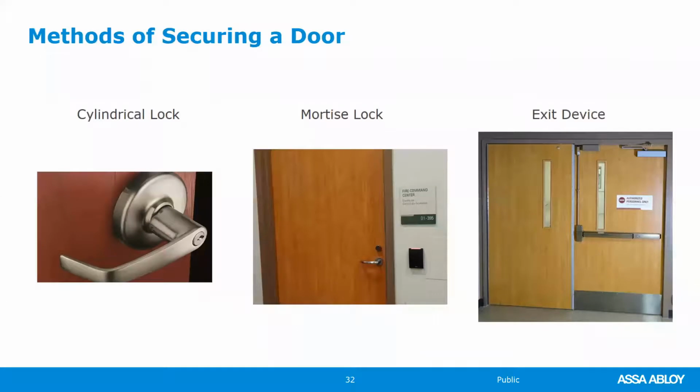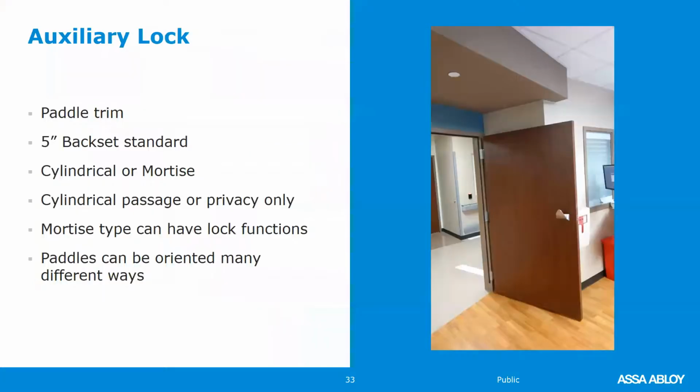So the first thing we do is hang the door. The second thing would be secure the door. The methods for securing a door are going to be cylindrical locks, mortise locks, and exit devices. We'll take a look at each very briefly.